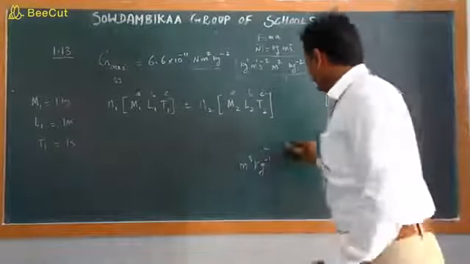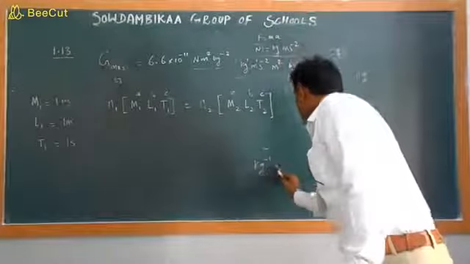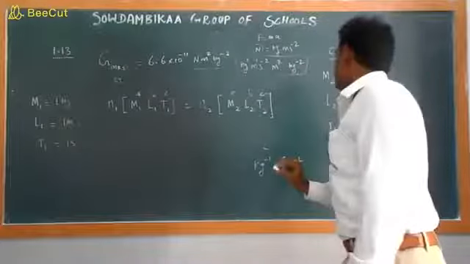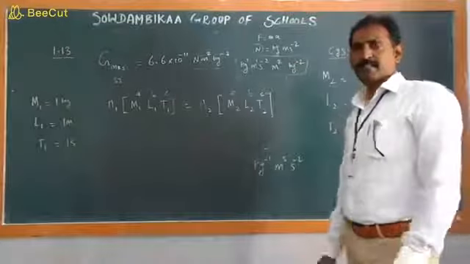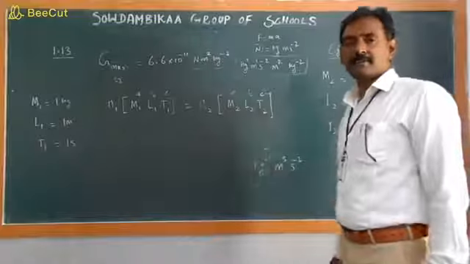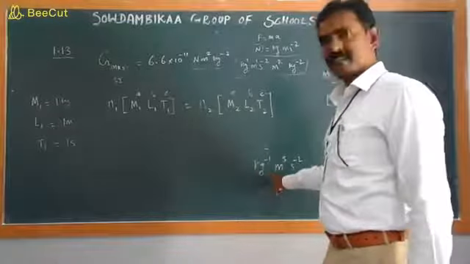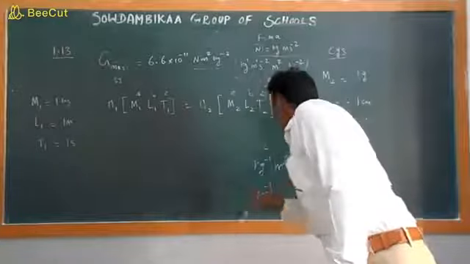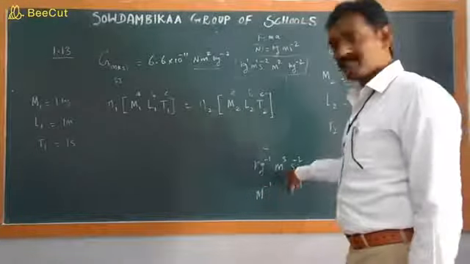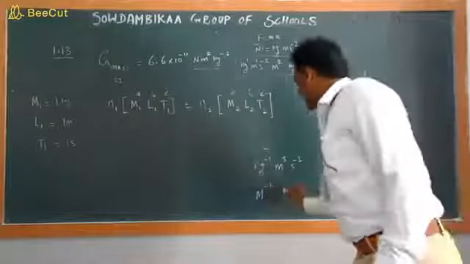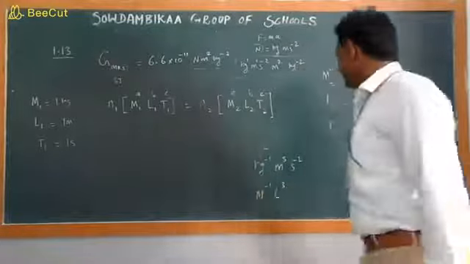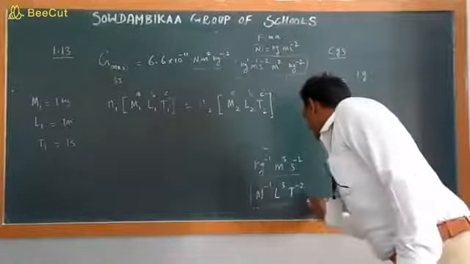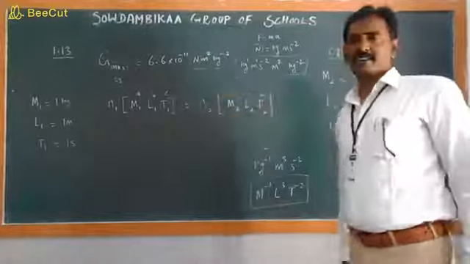If we write it like that, it is kilogram inverse meter cube second power minus 2. It is a simplified form. Then we can easily write it in the dimension form. The dimension form is kilogram. The dimension formula for mass is M, so M power minus 1. The dimension for length is L, so L cube. Then the dimension for time is T, so T power minus 2. This is the dimension formula for the gravitational constant.